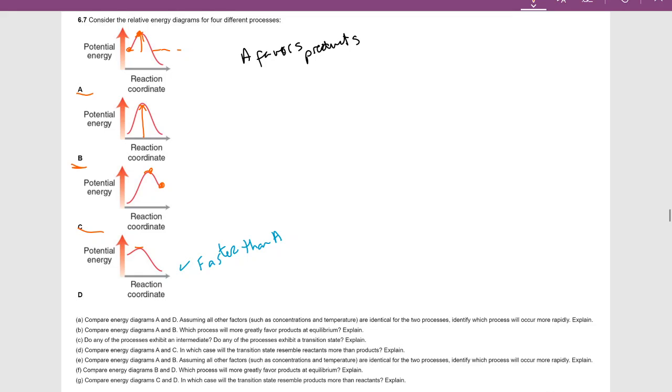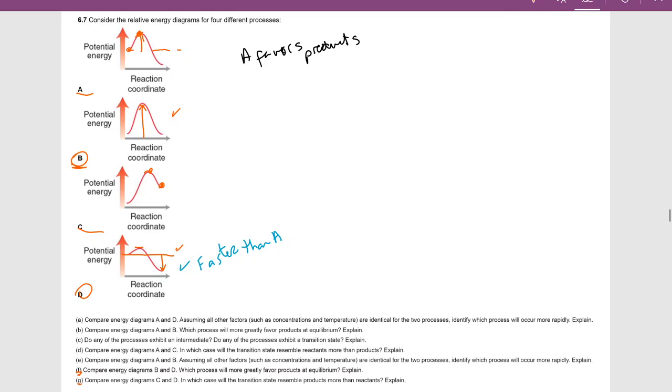F says consider B and D, which will more greatly favor products at equilibrium. Okay, B is here and D is here. D is going to more greatly favor products because we have a bigger delta G, a more negative delta G. Next, G says compare energy diagrams C and D.